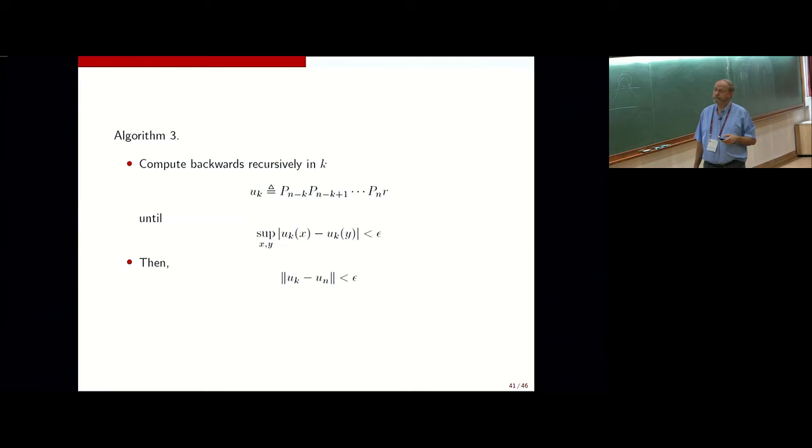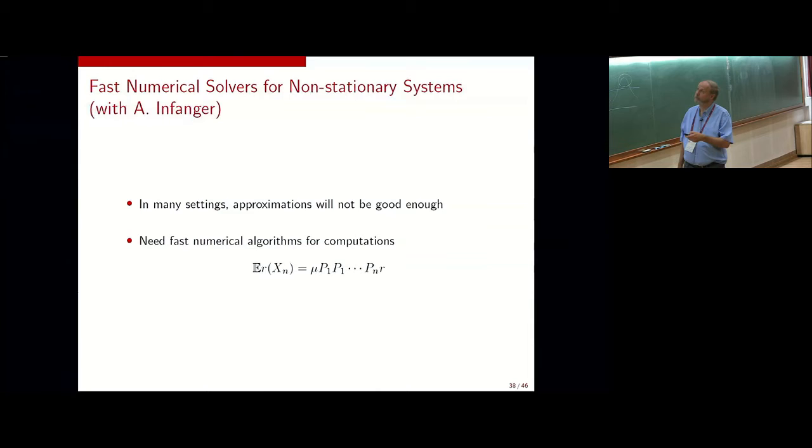Okay. Now, another potential algorithm. Let me go back to the basic problem of interest. We want to compute this expectation. And the important thing to realize if you want to do matrix vector multiplies and take advantage of recursion is that there are basically two ways of doing this calculation recursively. One is to first compute mu, then to post multiply by P1, then P2, then P3, up to Pn. And then at the end of the calculation to post multiply by R. That was the approach that we discussed earlier.